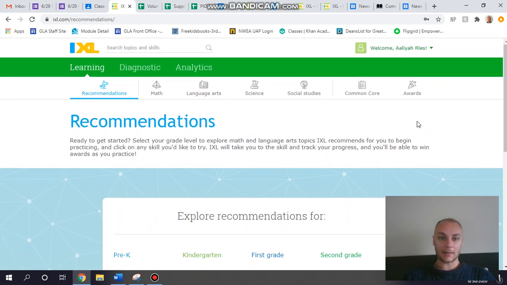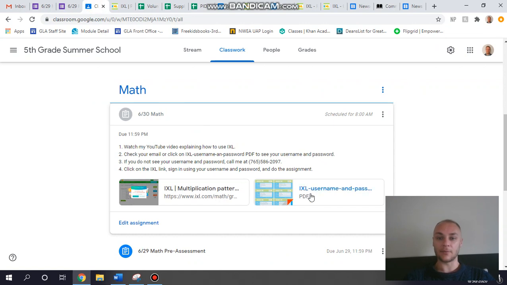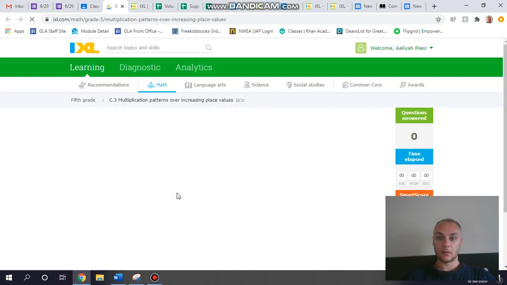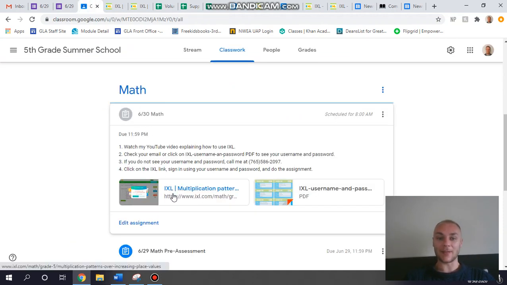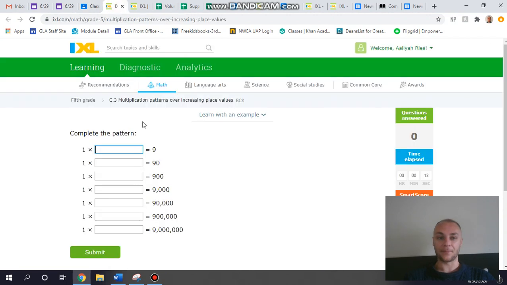After you're in, you're on IXL. Great. Then you're going to go back to Google Classroom. So go ahead and click Google Classroom, then click IXL, multiplication patterns. It has you signed in as yourself, and it has you doing the assignment. Again, once you have signed in, go back to Google Classroom and click on the assignment one more time. I'm going to go through now how to do the assignment.